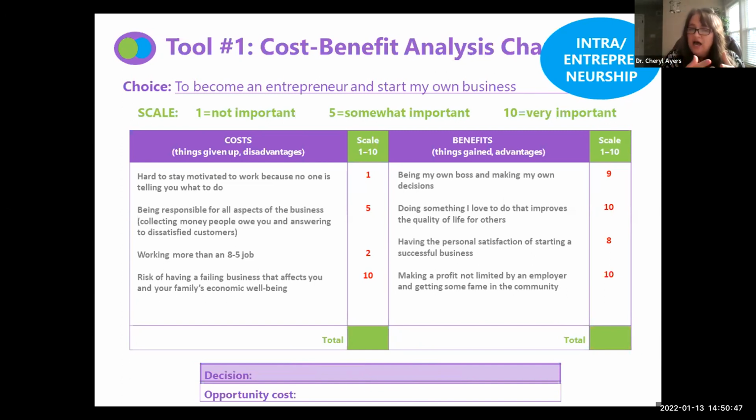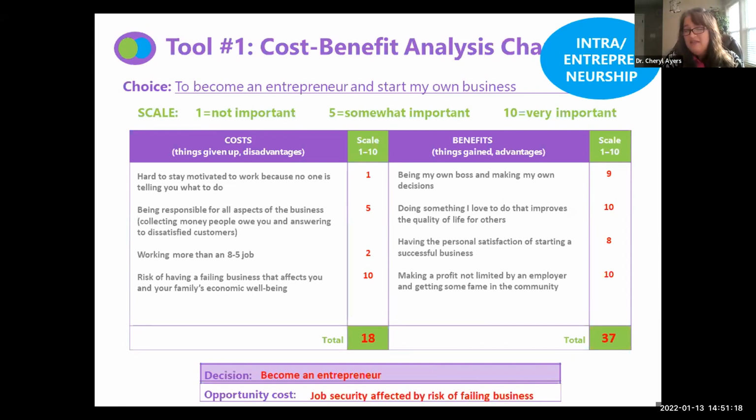The benefits, I gave all of them high scores because being my own boss is wonderful. And then the last one there, making a profit, not limited by what the employer pays me, is important. And this is fictional. In fact, I don't even have children, so I'm just making this up. But when I do the math here, you can see that the benefits of becoming an entrepreneur are doubled not being an entrepreneur. So based on this analysis, I should become an entrepreneur.